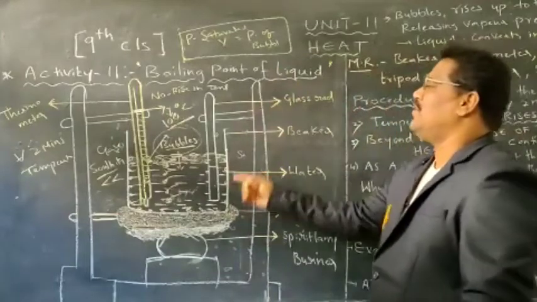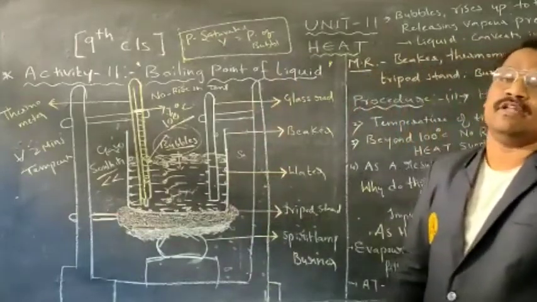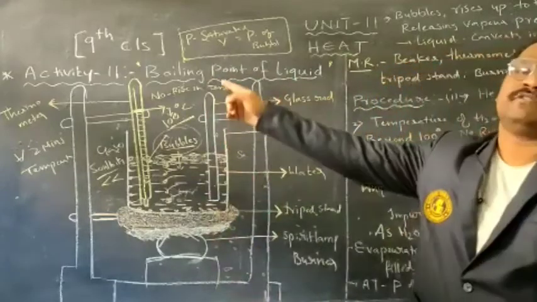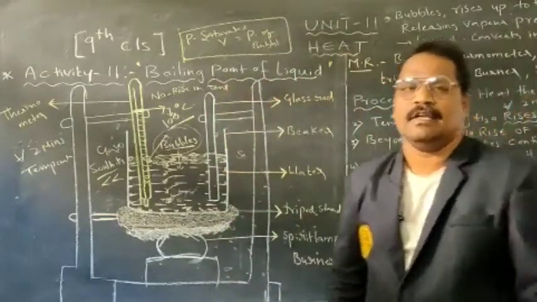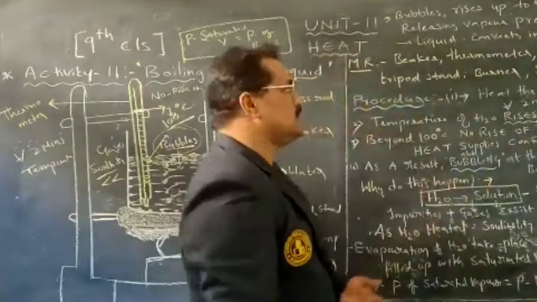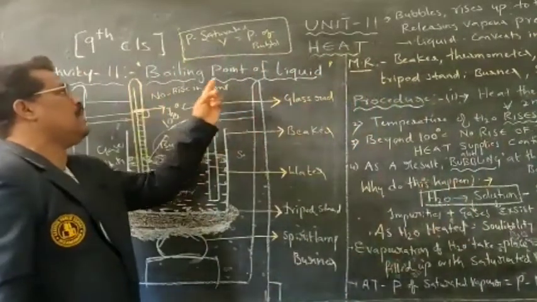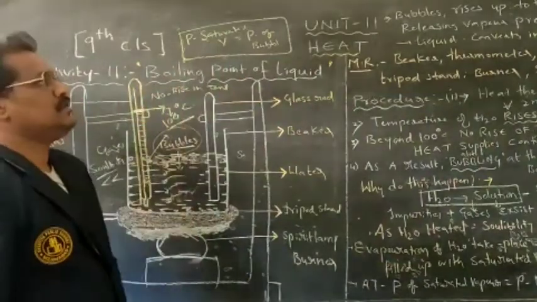Today, we are going to determine the boiling point of a liquid based upon an activity. What does this activity consist of? Material required. What is the main aim? To determine the boiling point of a liquid.